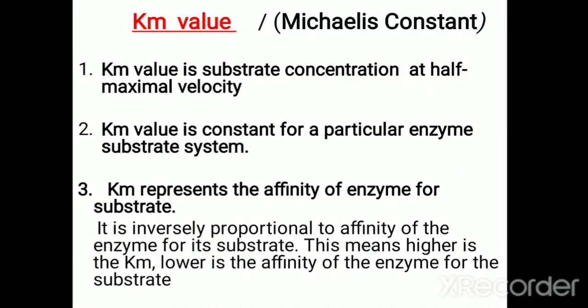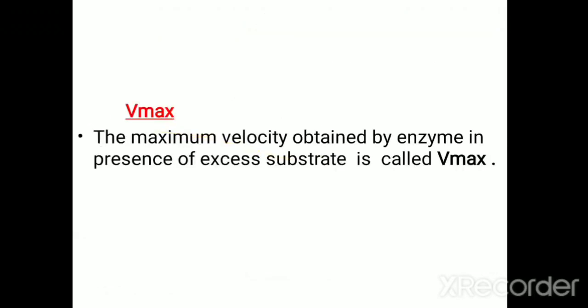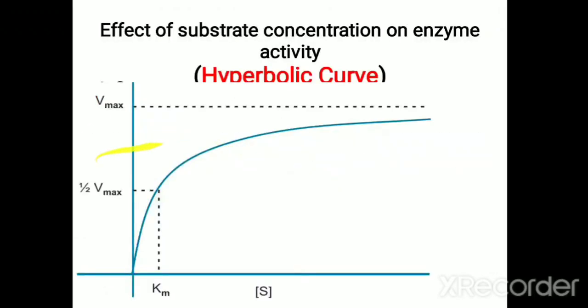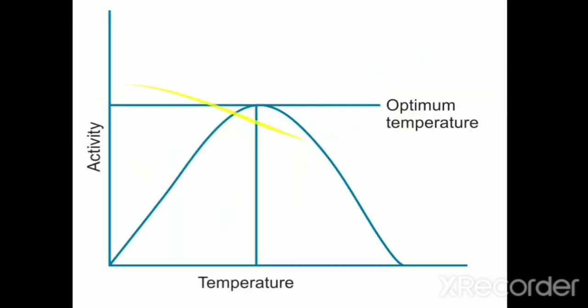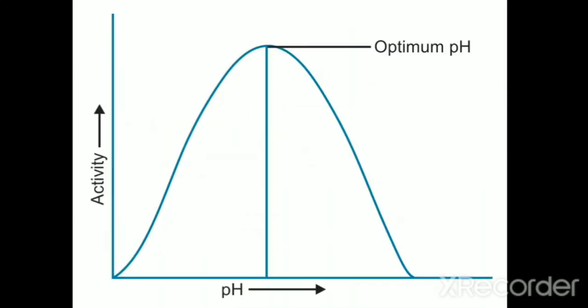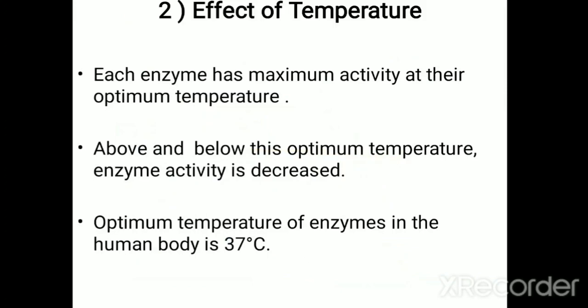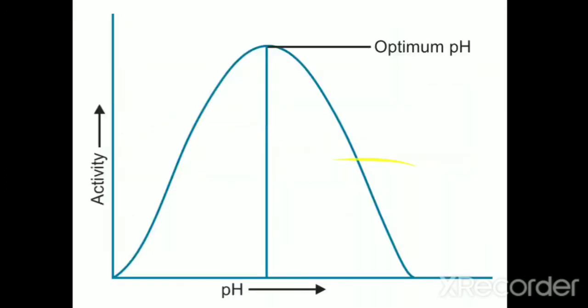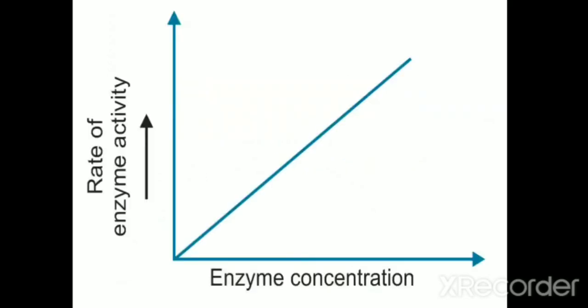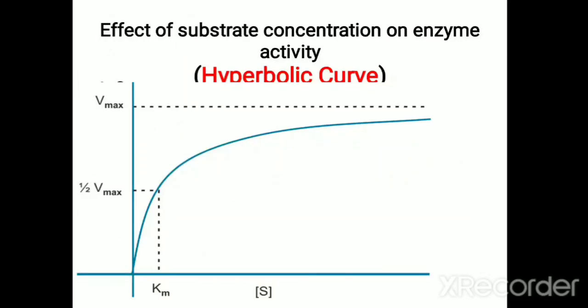So that's all regarding the different factors which affect enzyme activity, and all these graphs are important for your exam. If it is a 5-mark question, you have to draw this graph also. In the case of pH and temperature, the graph will be a bell-shaped curve, and in the case of enzyme concentration, it is a straight line, and in the case of substrate concentration, the graph is a hyperbolic curve.